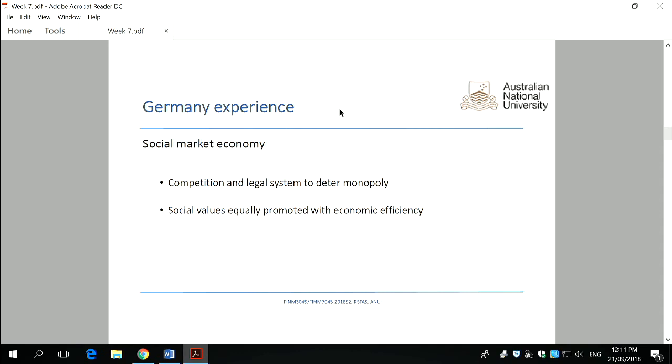They don't keep a completely planned economy. They are free market, but their policy promotes a lot of social values. So the government's focus is on policy that promotes competition and limits monopoly. And they also promote a lot of social values while at the same time promoting economic efficiency.